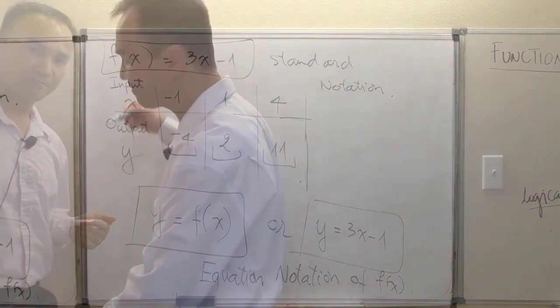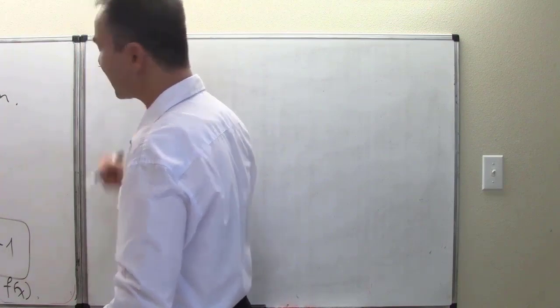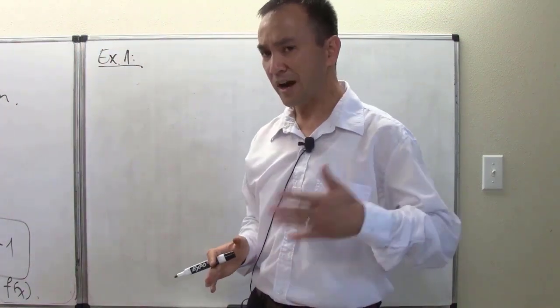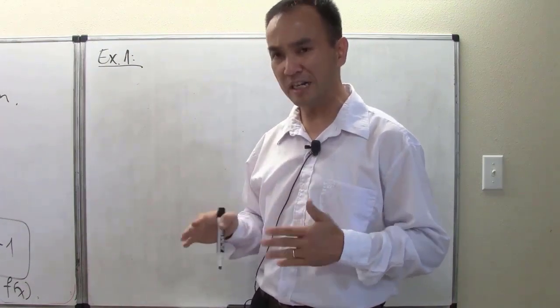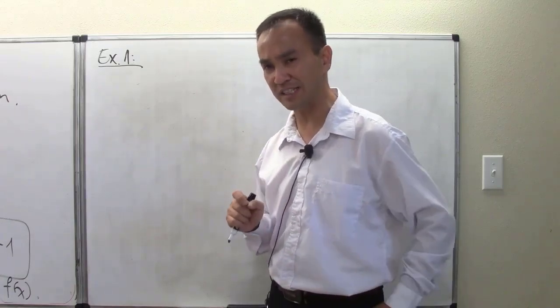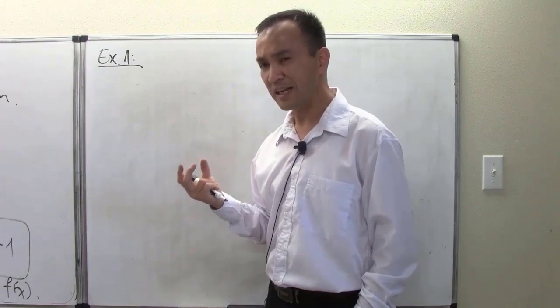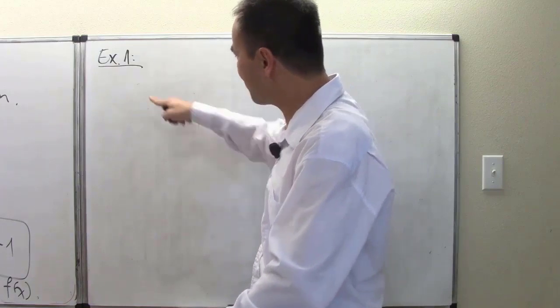All right, example 1. In this example, I am going to give part A, part B, part C, but each part is one separate problem in its own right. I would like to give as many as possible so that you can gain some good flexibility and see the universal property of that.